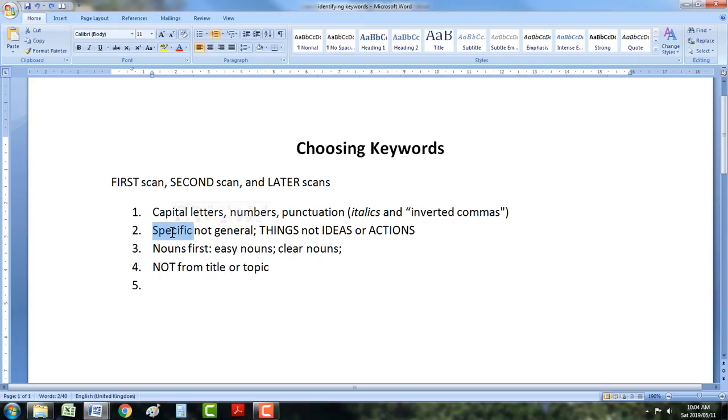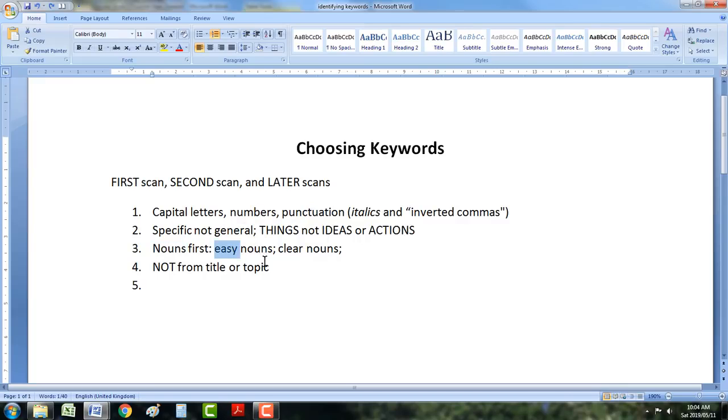But we're looking for specific words, not general words. Usually, especially in these first scans, we are looking for nouns. Please don't think that I'm saying you must not look at the adjectives or the verbs. They are very useful, but look at those in the later scans. Try and find clear nouns first.